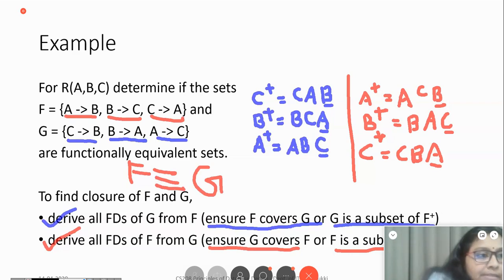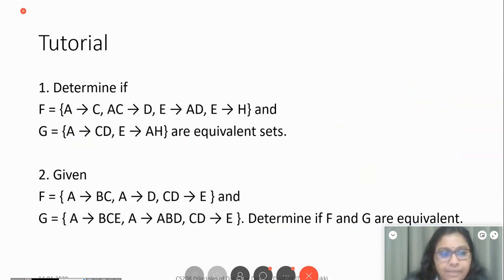Okay, so I've got more examples. I have given two examples here in the slide. So I think we'll work out example number 1. Number 2, you can do it as homework. So here I'm given two FD sets F and G. Yeah, so let's try.